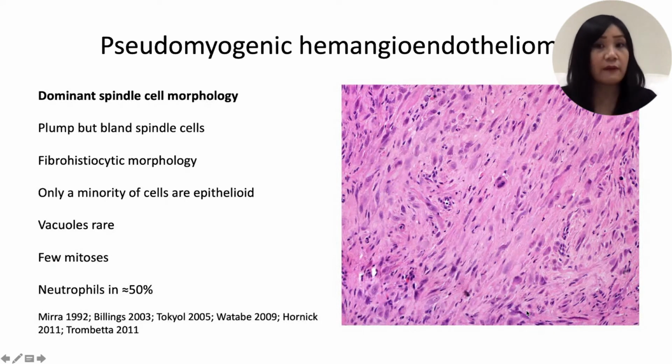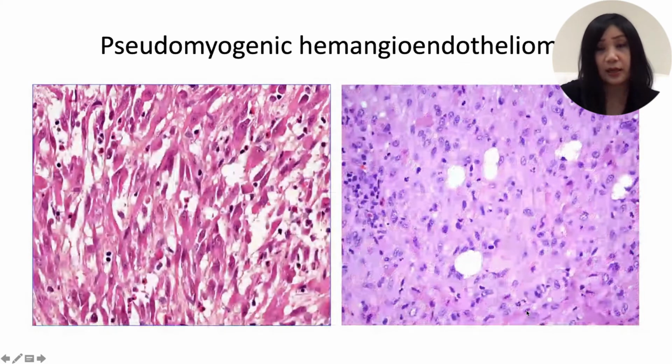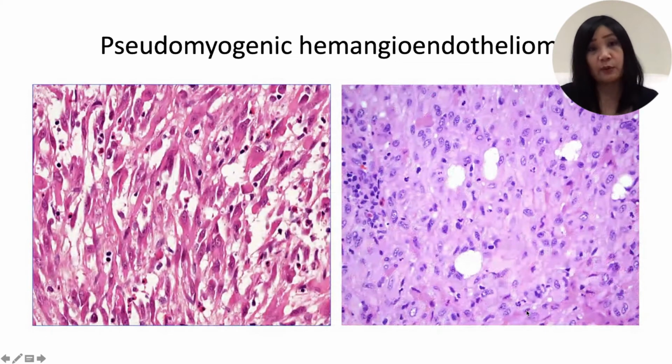It's a full vascular neoplasm, but vasoformation is not seen, and vacuoles representing rudimentary or early lumen formation or vascular formation are extremely rare. Mitotic figures are rare. About 50% of these show variable neutrophilic infiltration, which is helpful. Let's see the morphologic spectrum here.